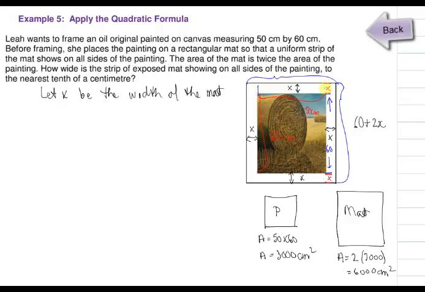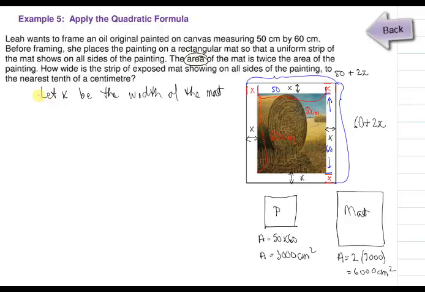So between our two blue lines, it's 50 centimeters. I know that between the painting and the end of the mat is x on both sides. So I have that on this side also. I can use the same x, right? And so my new width will be 50 plus 2x. And because we're told something about the area, we're probably going to use an area formula.